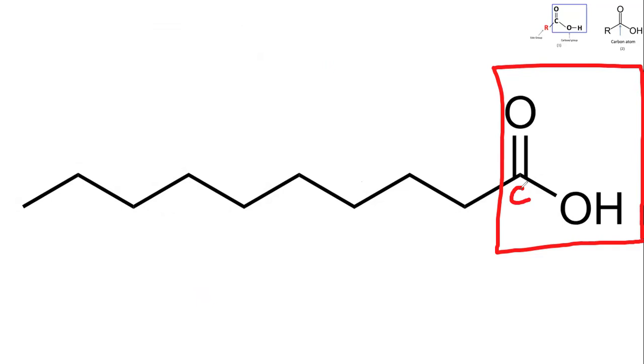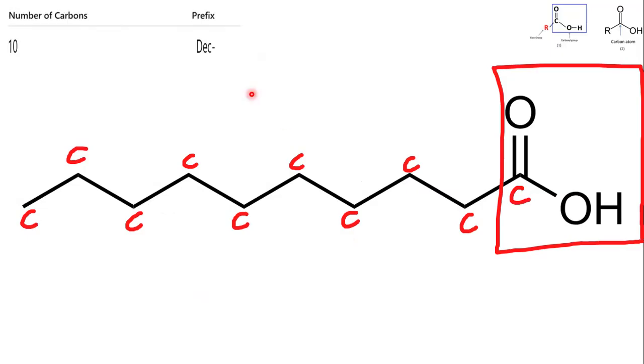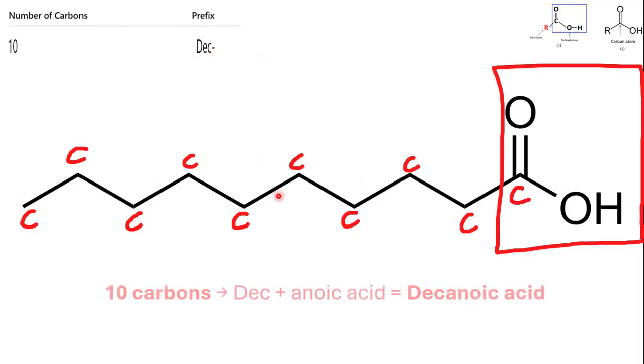So how many carbons do we have? This is 1, 2, 3, 4, 5, 6, 7, 8, 9, and 10. So here we have 10 carbons. Since we have 10 carbons, we're dealing with dec. So it's going to be decanoic acid: dec because it's 10 carbons, anoic acid because it's a carboxylic acid. And the common name for this one is capric acid. So that is the first 10 that I gave you all.